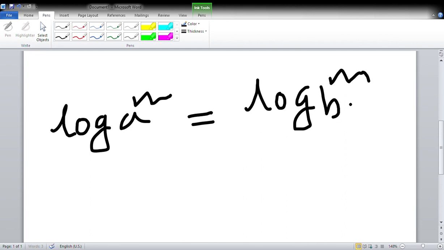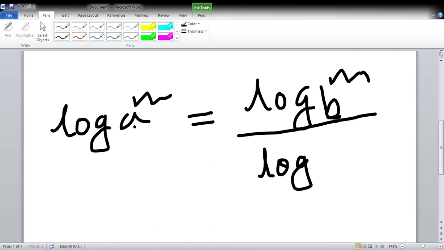So previously what was the base? The base was a, and we are changing the base to b, divided by log. This base a will come to be the number of the log. That means this will be a, and the base will be b. So log_b m divided by log_b a, because again I'm telling you, the previous base will come to be the number of this log, right?